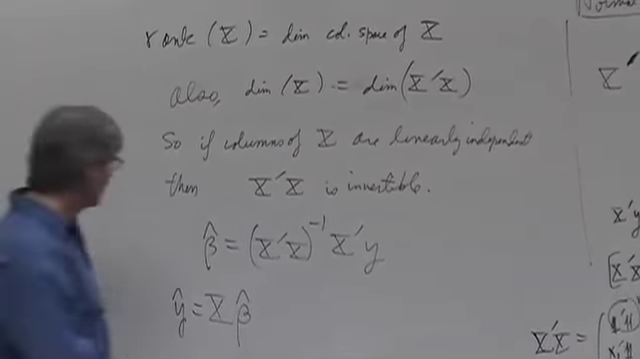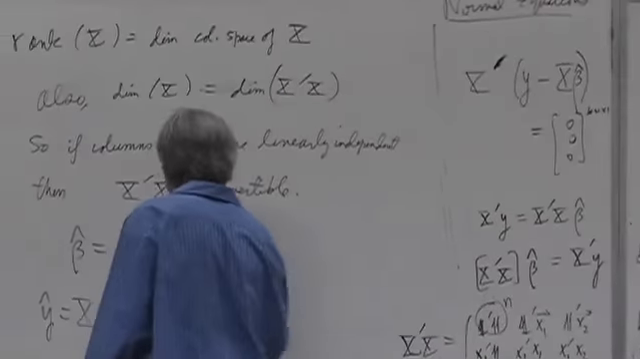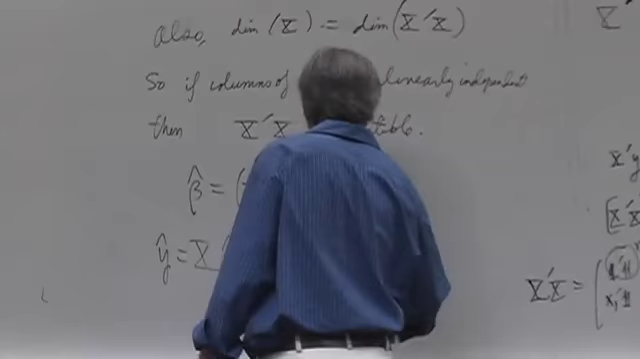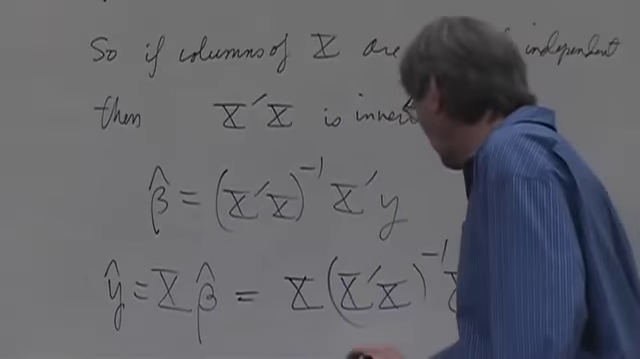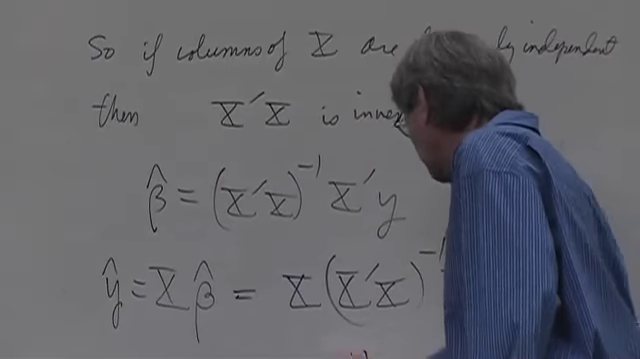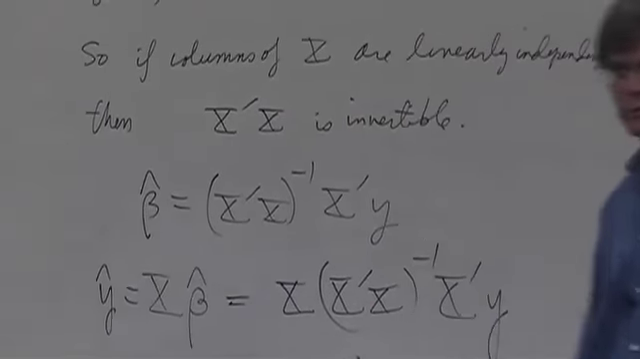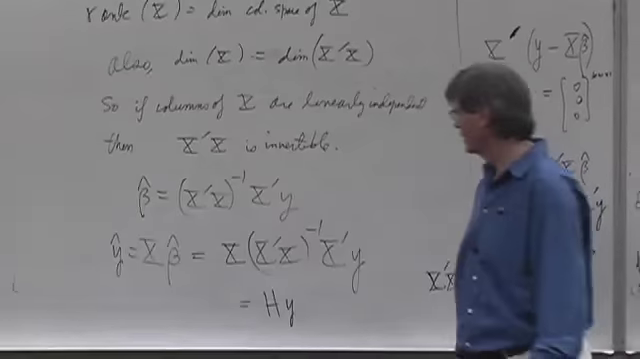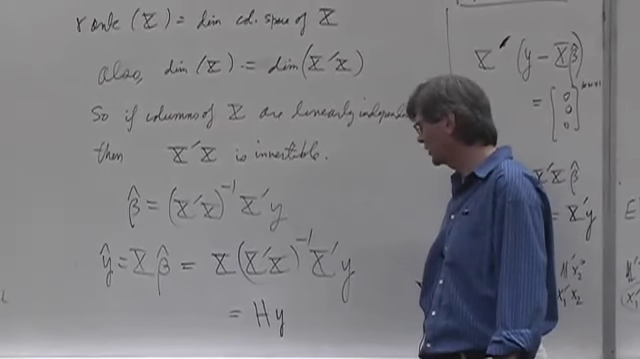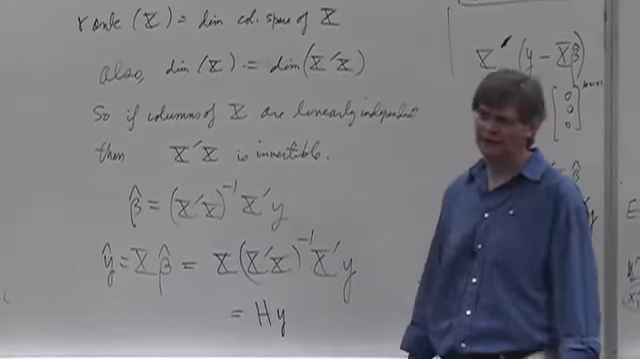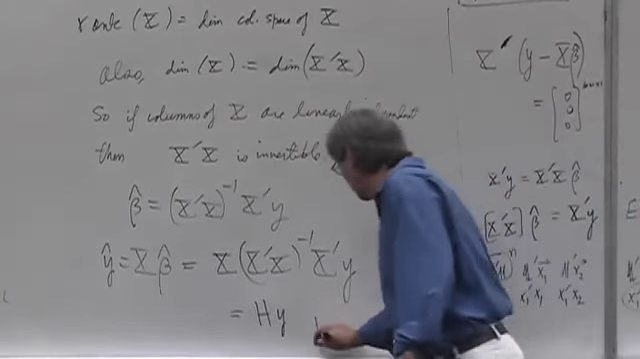So then you simply get that this is X times X prime X inverse X prime y, which we're going to call Hy. H is actually the projection matrix. It's the projection onto the column space of X. It projects y onto the column space of X.